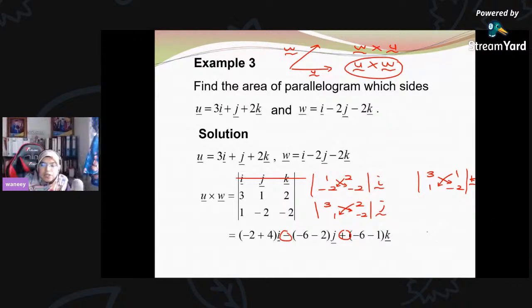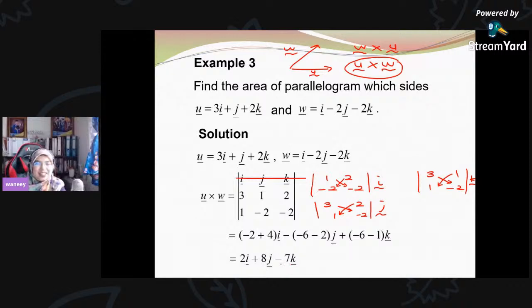Okay, and then of course we should simplify them. So let me erase this so that we can see them much more clearly. So we're going to do negative 2 plus 4 for i, and then negative 6 minus 2, calculate them first, times negative 1, j, and then negative 6 minus 1, k. So it will become 2i plus 8j minus 7k. So in order to calculate the area of the parallelogram, I have to know the magnitude of u cross w.